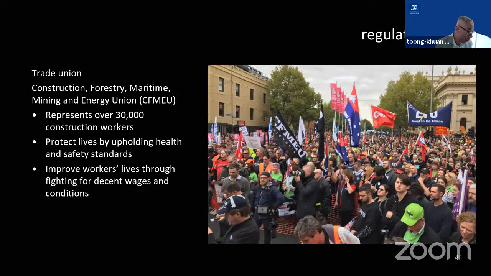Regulations: we have very stringent work regulations, and we have trade unions representing the workers in the construction sector. So the Construction, Forestry, Maritime, Mining and Energy Union, CFMEU. It should be CFMMEU, but they miss out one M. They represent 30,000 construction workers. They are very powerful, they're very active, and the objective is to protect lives by upholding health and safety standards. They are the ones that really enforce a lot of the health and safety rules on construction sites.